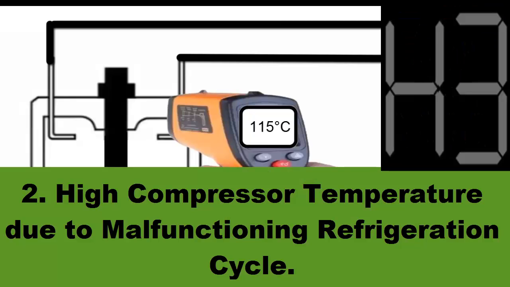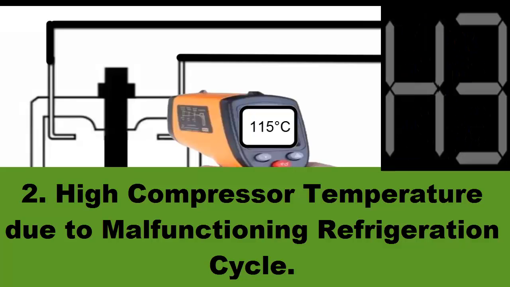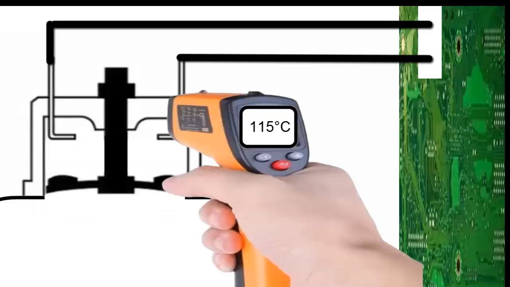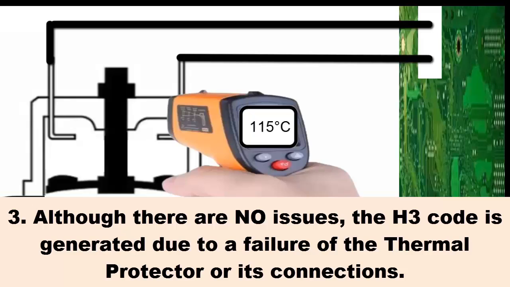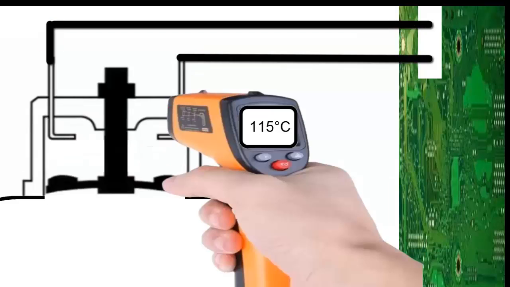2. Elevated compressor temperature. This can be caused by excess refrigerant, a clogged capillary, a dirty condensing unit, or problems with the fan speed of the condensing unit. 3. False alarm, generally caused by a loose cable or the thermostat, located inside the compressor, which turns it off when it overheats at 115 degrees Celsius.